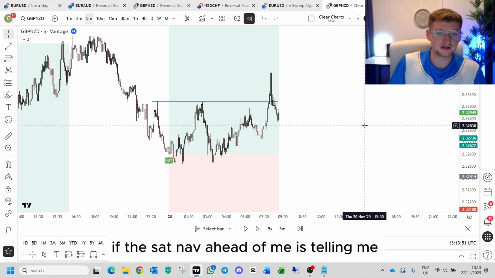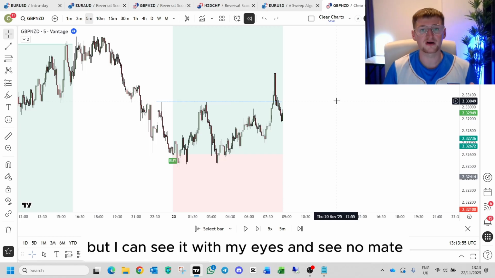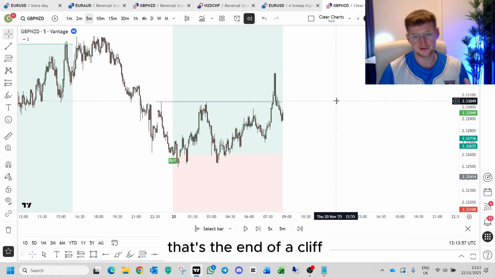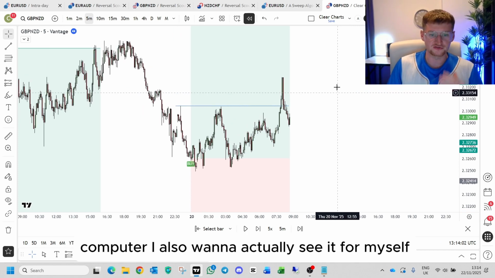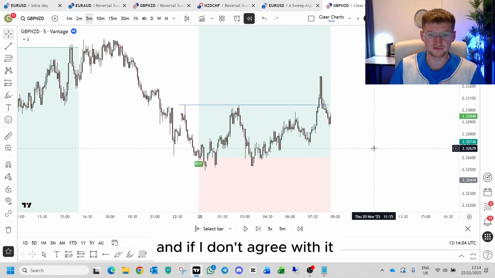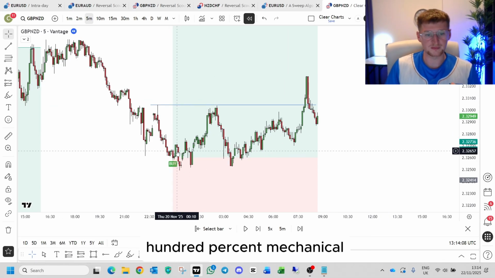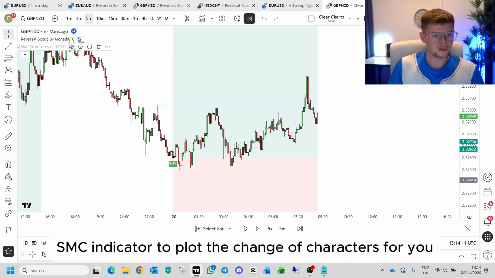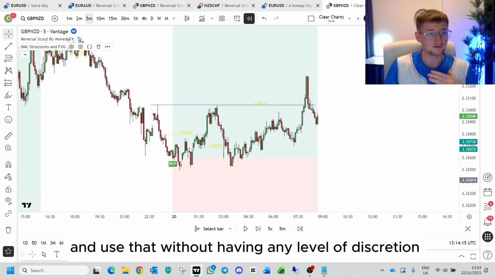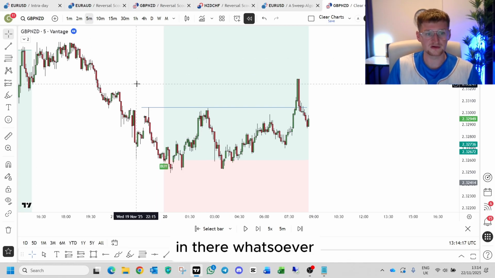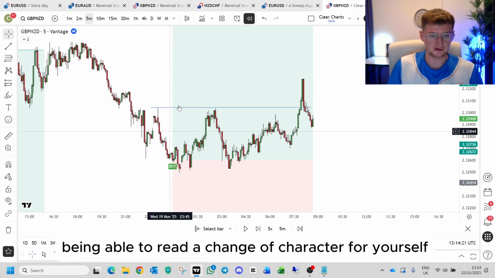I'm someone that if the sat-nav ahead of me is telling me that's the direction, but I can see it with my eyes and see, no mate, that's the end of a cliff, I'm not following you just because you're a robot computer. I also want to actually see it for myself, and if I don't agree with it, I'm not going to do it. However, if you are someone that just wants 100% mechanical, you can use this SMC indicator to plot the change of characters for you and use that without having any level of discretion in there whatsoever. And by discretion, I mean being able to read a change of character for yourself.